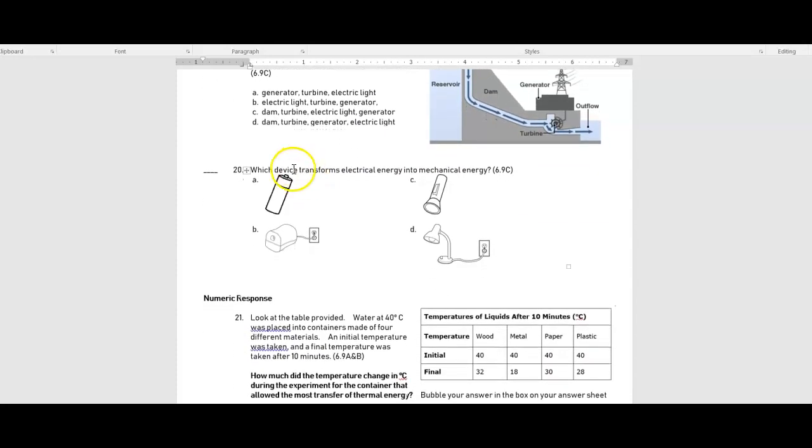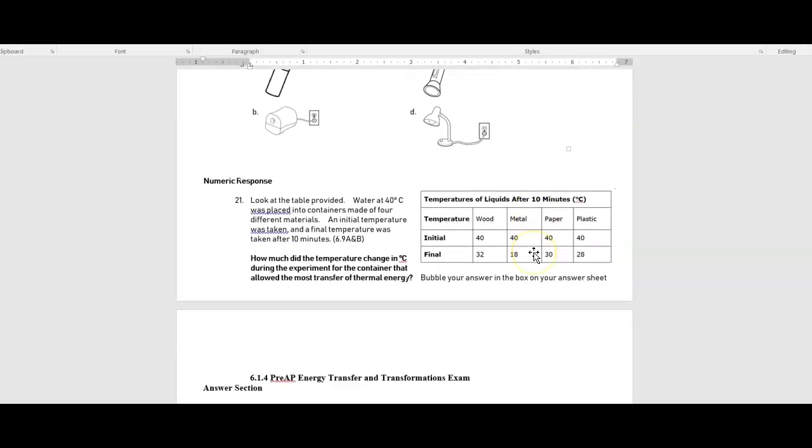Number 20. Which device transforms electrical energy into mechanical energy? So again, if I were you, I'd just go ahead and write out the energy transformations on each one and see if you have an electrical to mechanical. And choose that one if so. If you have more than one, then you made a mistake. If you have less than one, then you made a mistake. So go back and look. All right.